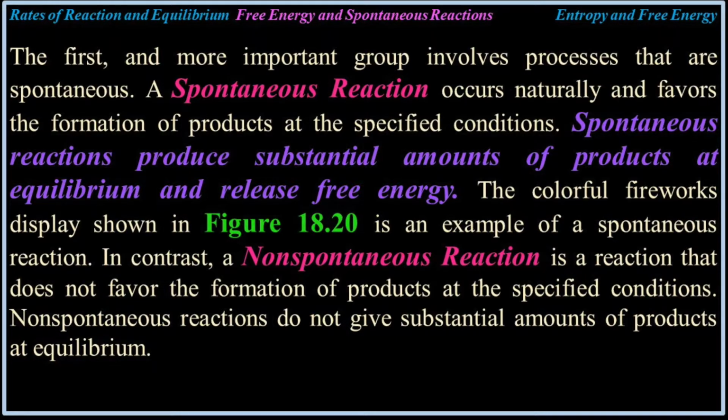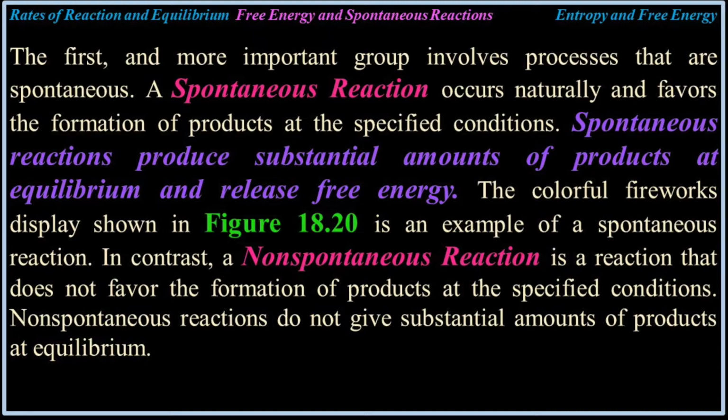The first and more important group involves processes that are spontaneous. A spontaneous reaction occurs naturally and favors the formation of products at the specified conditions. Spontaneous reactions produce substantial amounts of products at equilibrium and release free energy. The colorful fireworks display shown in figure 18.20 is an example of a spontaneous reaction.